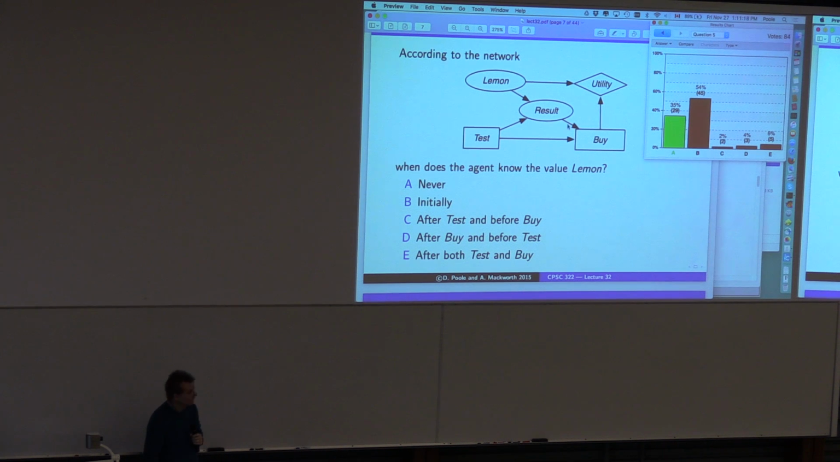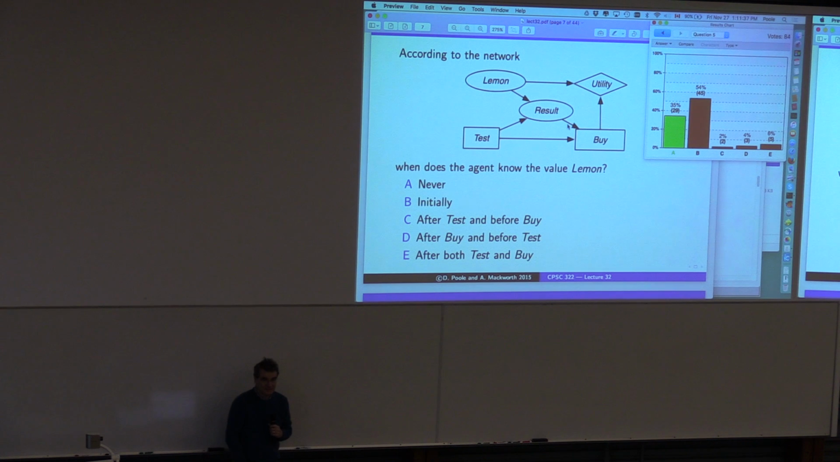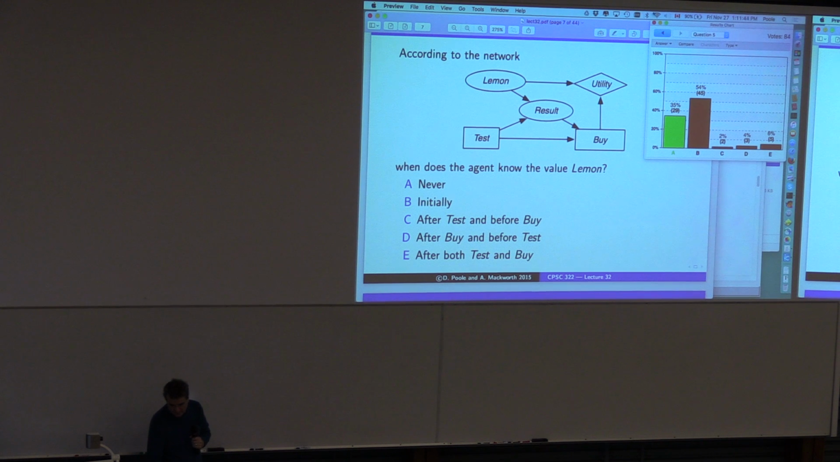I'm surprised everyone got the previous one right but didn't get this one. Anyone have any questions about that? Lots of people got it wrong. The only thing we observe is the parents of the decision node. This never gets to observe what the lemon is. Any questions about that? Okay.